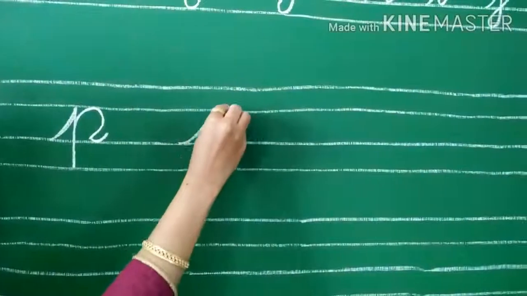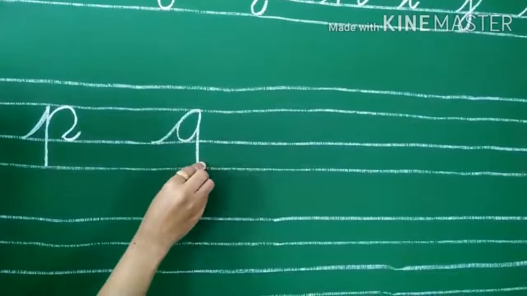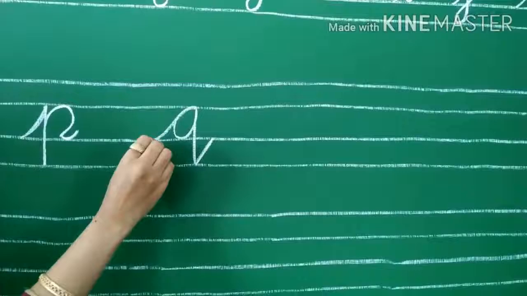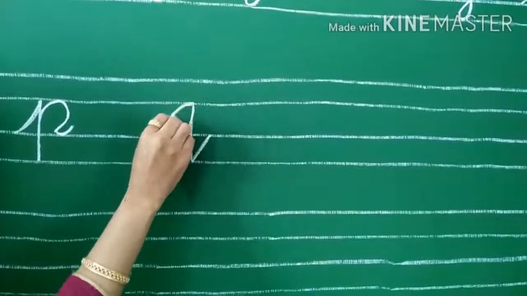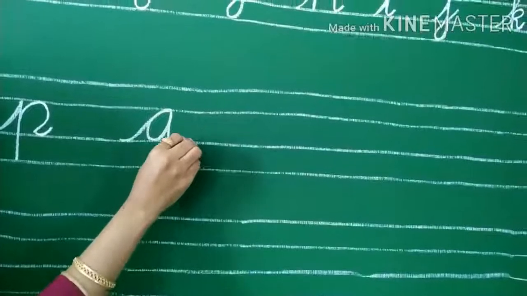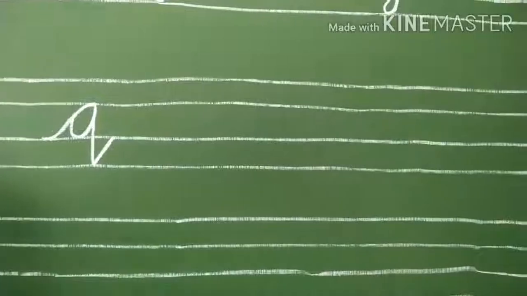Draw a curve, put an oval and draw a straight line ends with an upper slanting line. Yes, draw a curve and draw an oval. A straight line ends with an upper slanting line. What comes after q? It's r.